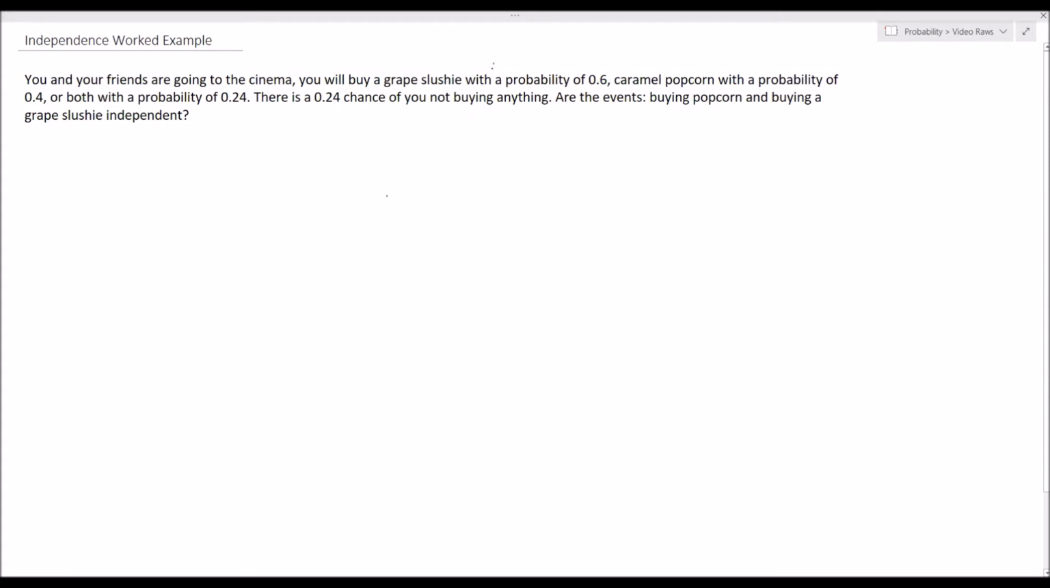So let's start by representing this scenario in a Venn diagram. But firstly, let's write the notations we're going to make use of. So we're going to let S be the event that we buy a slushy. Then we will let P be the event that we buy popcorn.